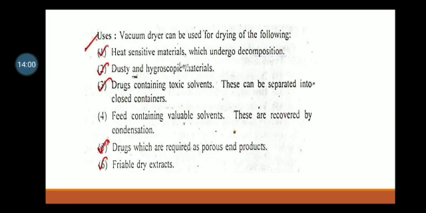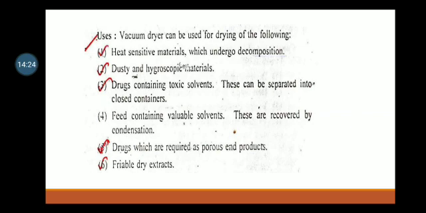Uses: vacuum dryer can be used for drying of the following: heat sensitive materials which undergo decomposition, dusty and hygroscopic materials, drugs containing toxic solvents. This can be separated into closed containers. Fluid containing valuable solvents. These are recovered by condensation. Drugs which are required as porous end products.